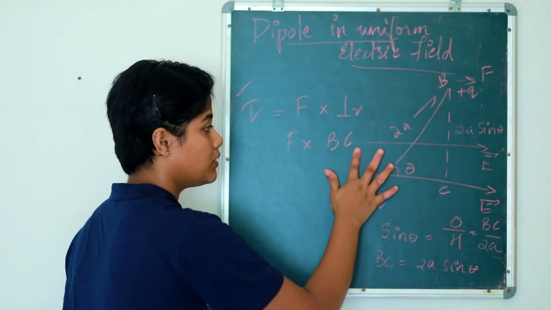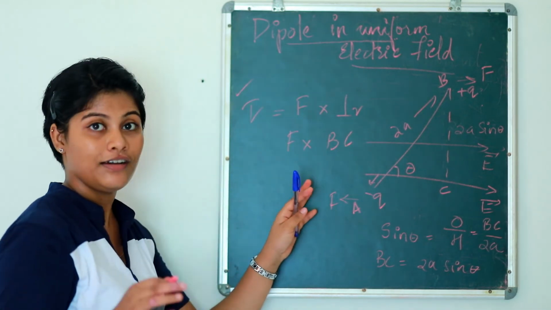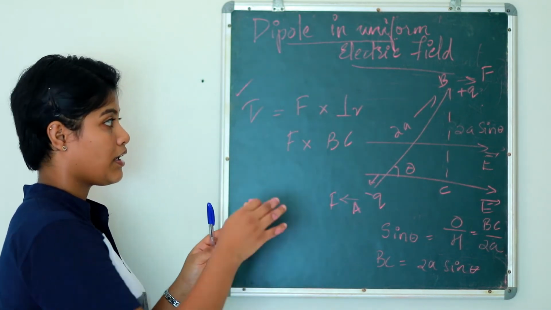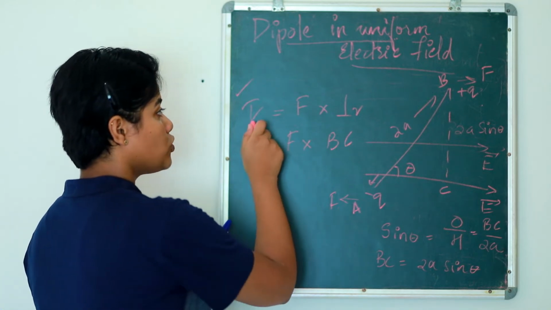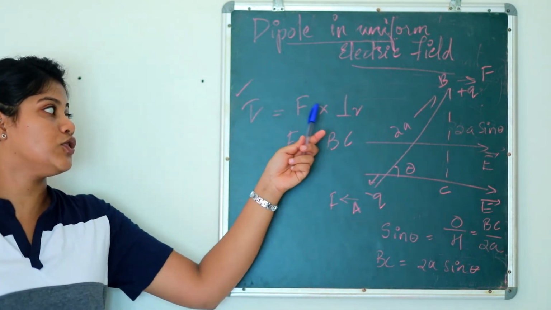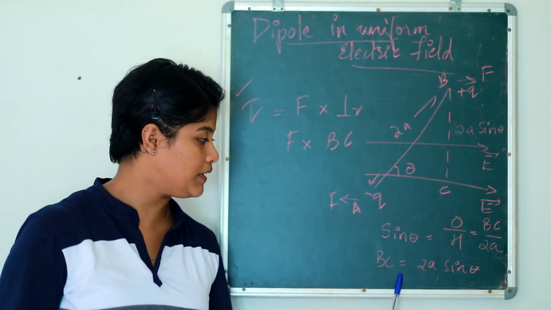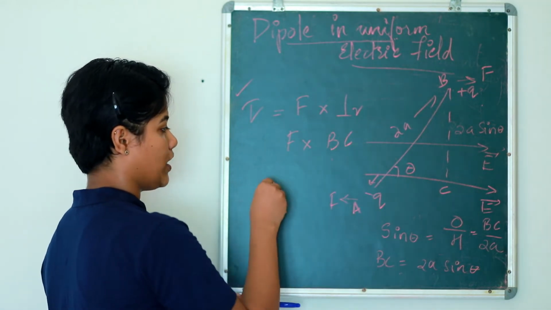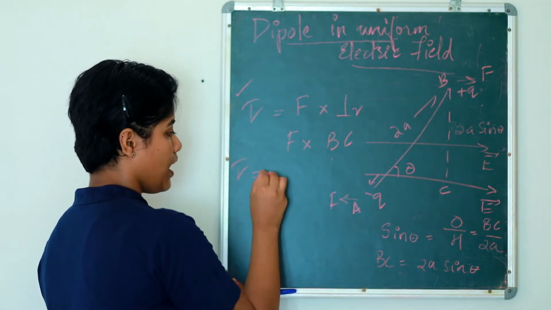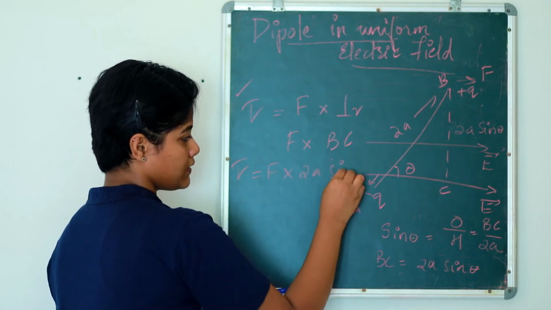I hope you're clear with it. Please excuse me if there are any mistakes. If you can't understand, just rewind the video and you'll understand it more. So what is torque here? Tau is equal to force into perpendicular distance, F into BC. What is BC? We have found BC to be 2a sine theta. So now we are going to substitute this value here. So the torque becomes F into 2a sine theta.